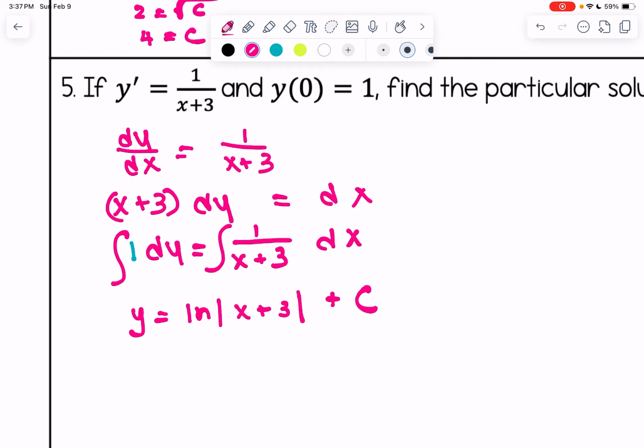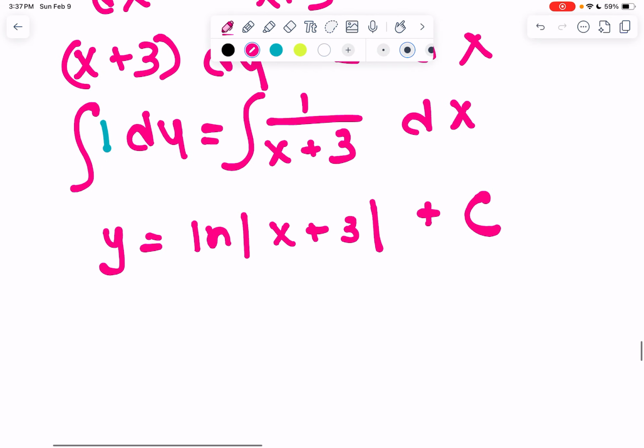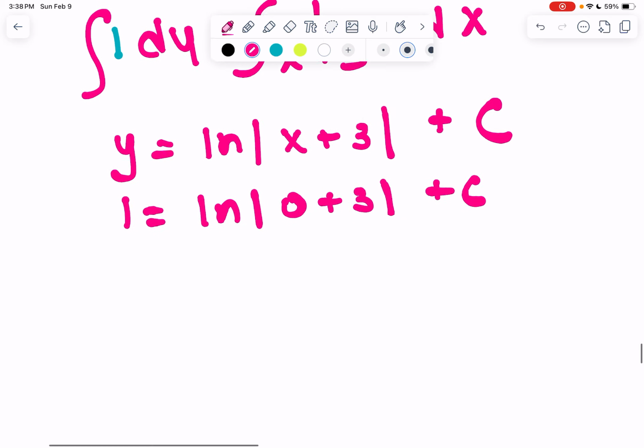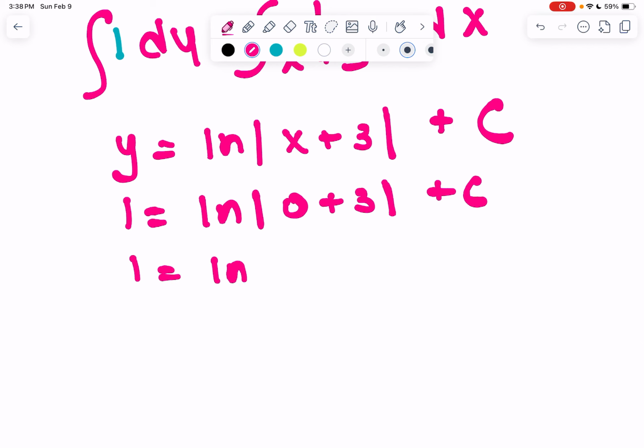All right, finally, let's plug our point in. So we have (0, 1). So I have 1 equals ln of 3. I know I have a positive in here, so I can drop those absolute value bars, plus c. Now I'm going to get c by itself, so I'm going to subtract ln of 3 over. So we have kind of a funny expression for the value of c, but it is fine. It is still equivalent to some number.